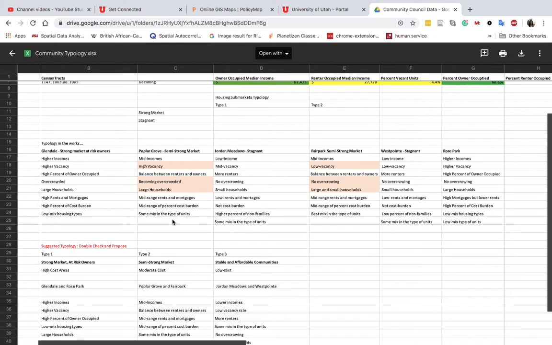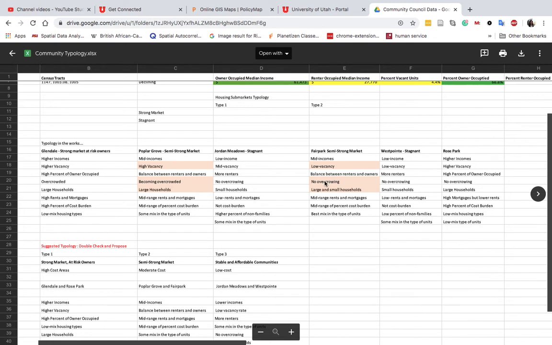This is very popular for planners to categorize communities in different ways, depending on different trends that you are observing. Maybe I can explain these two, which are semi-strong market and stagnant. So semi-strong market would be mid incomes in comparison, still high vacancy, and this one actually differs from another semi-strong market. That was Fairpark, so it was also mid income, but there it was low vacancy. I still lump them together because they have more things that were similar than different.